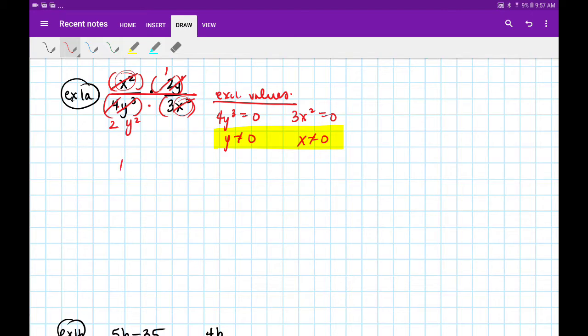Up top, we're just left with the number 1. And the bottom, I have this 2 times this 3. You can't forget about it. So 2 times 3 gives me 6. And then I have a y squared with no x's. That's my simplified version.